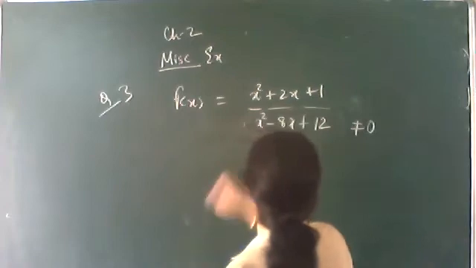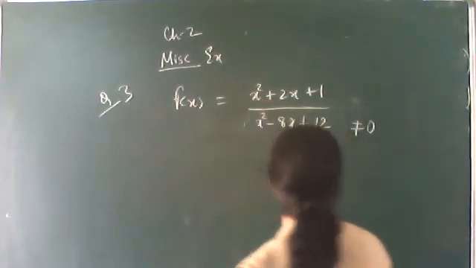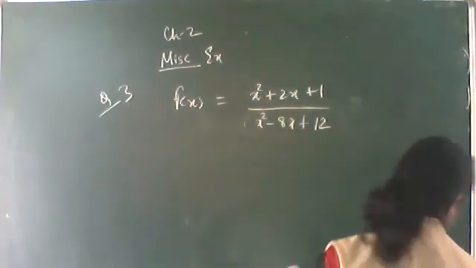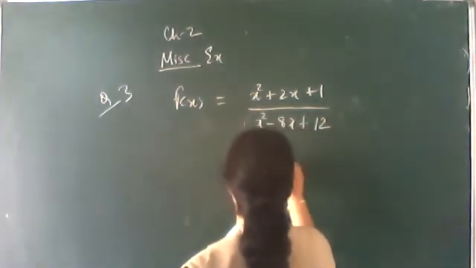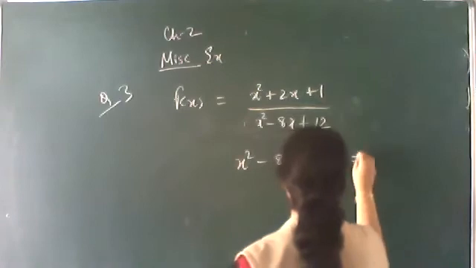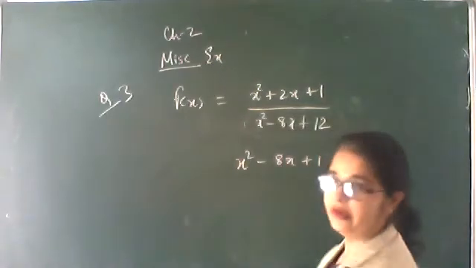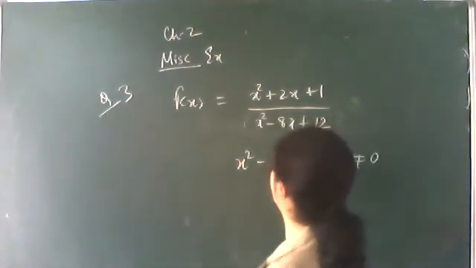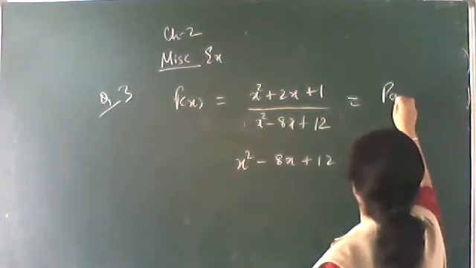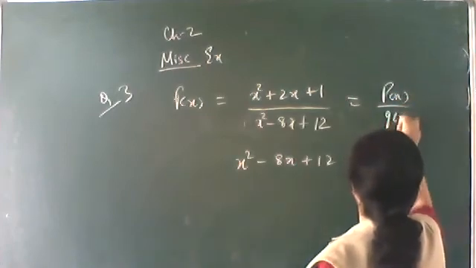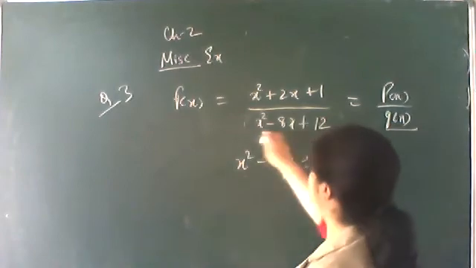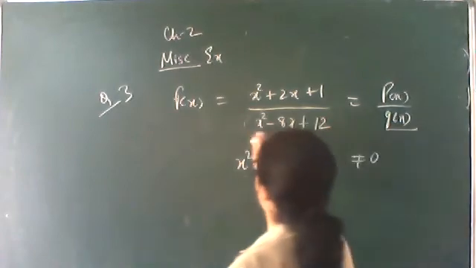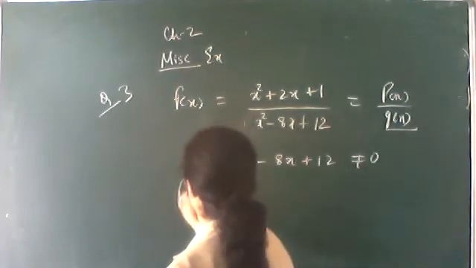So what is q(x) here? Here q(x) is x² − 8x + 12. So what can we say? x² − 8x + 12 should not be equal to 0. Clear? The condition will be what? It is of the form p(x) upon q(x), such that q(x) should not be equal to 0. Now just see, factorize this term.